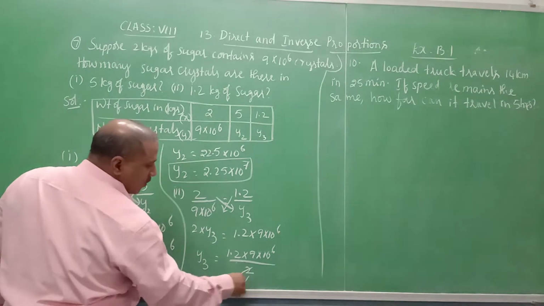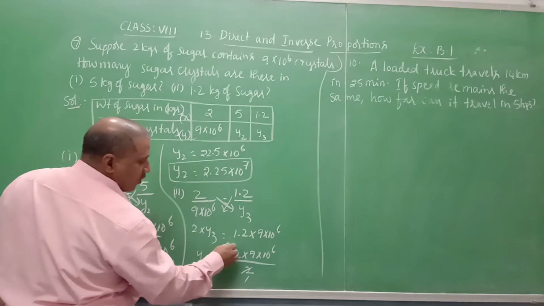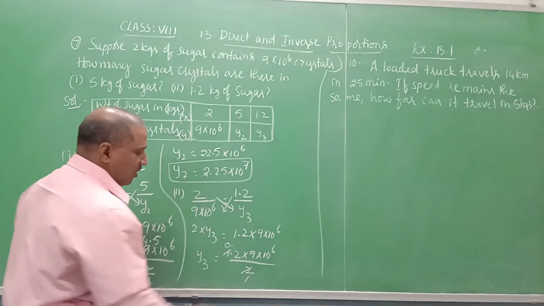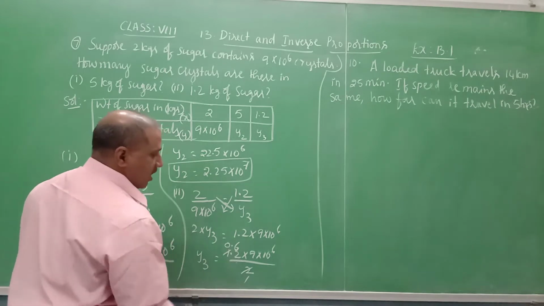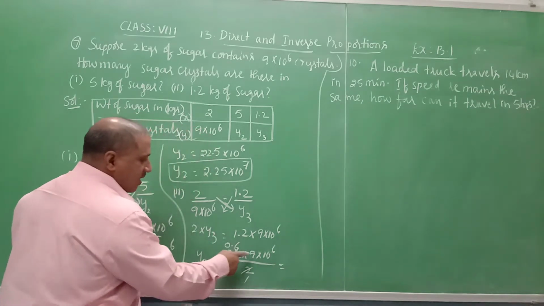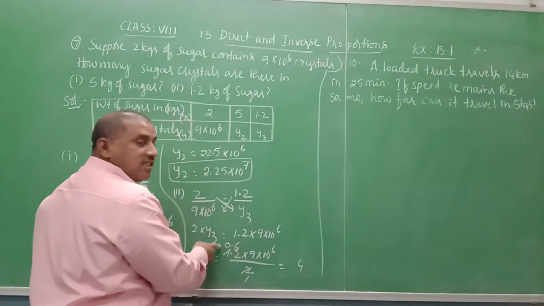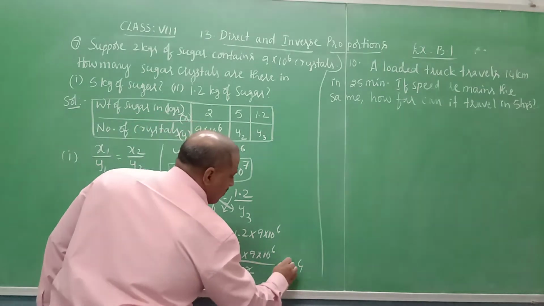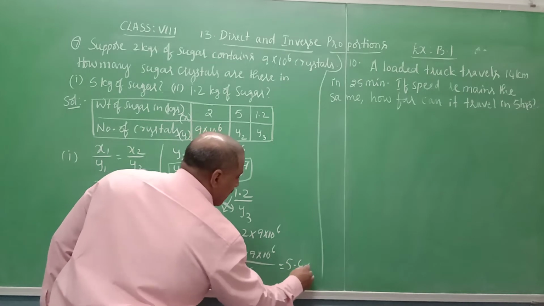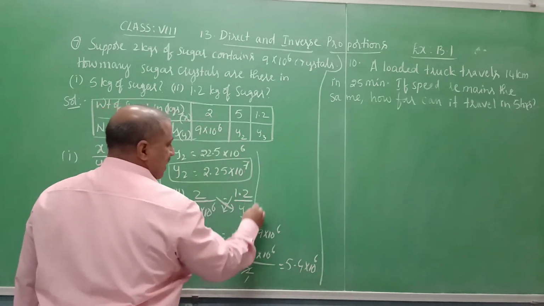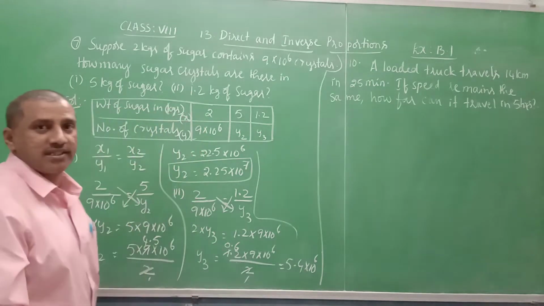Now 2 ones are 2, 2 zeros are 0, 1 minus 0 is 1. Key point, bring down 2, 12, 2 sixes are 12. Now multiply. So how much do we get? 9 into 6, 9 sixes are 54. 9 zeros are 0 plus 5 is 5. 5.4 into 10 to the power of 6 crystals are there in the 1.2 kgs case.